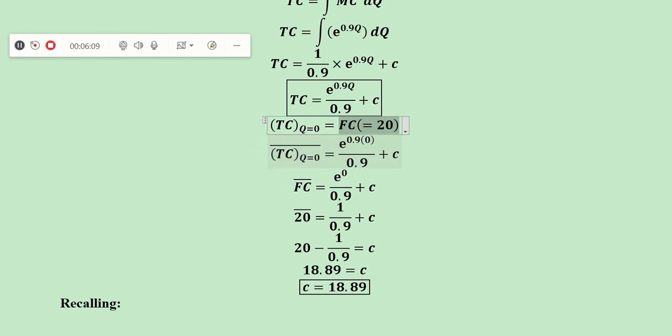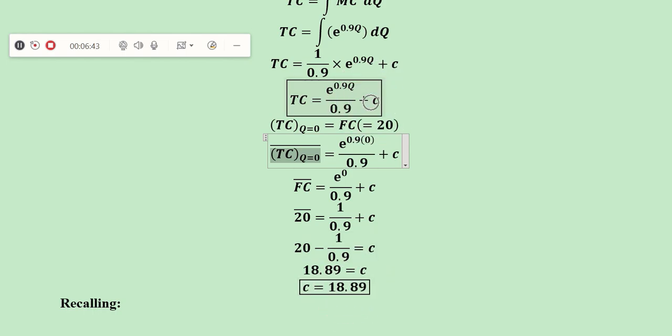When there is no output, Q is equal to 0. Here, Q is equal to 0. And now we simplify it. We know that total cost becomes equal to fixed cost if there is no output. So instead of this, we write fixed cost, and we have the value of fixed cost, which is 20. So we write its value. Here, natural exponent of 0 is equal to 1. So we simplify this. Now the only unknown is C, which is the arbitrary constant of integration, and we have found the value of it, which is 18.89.